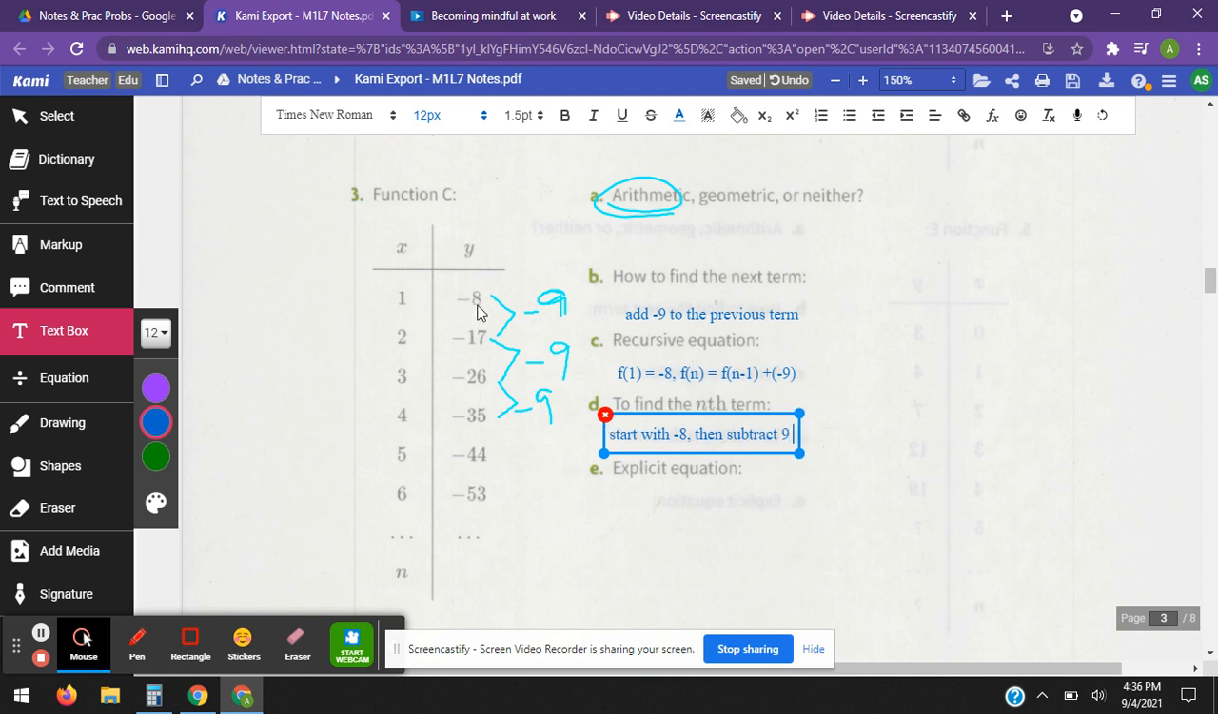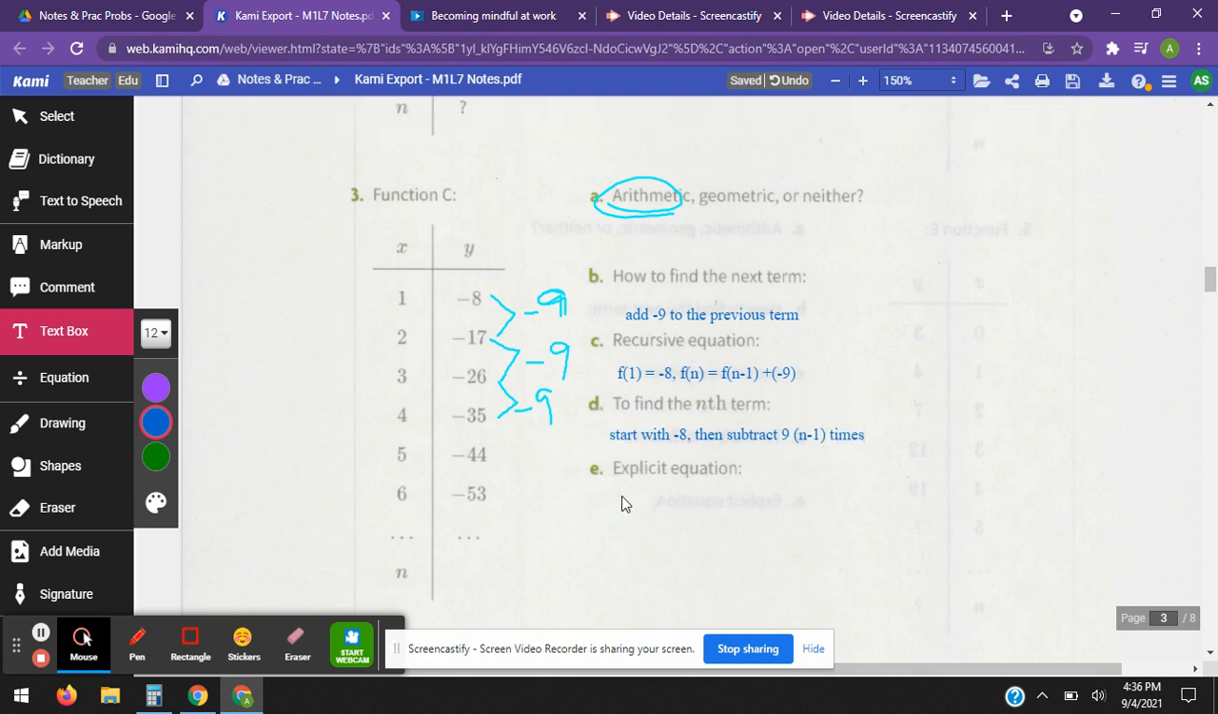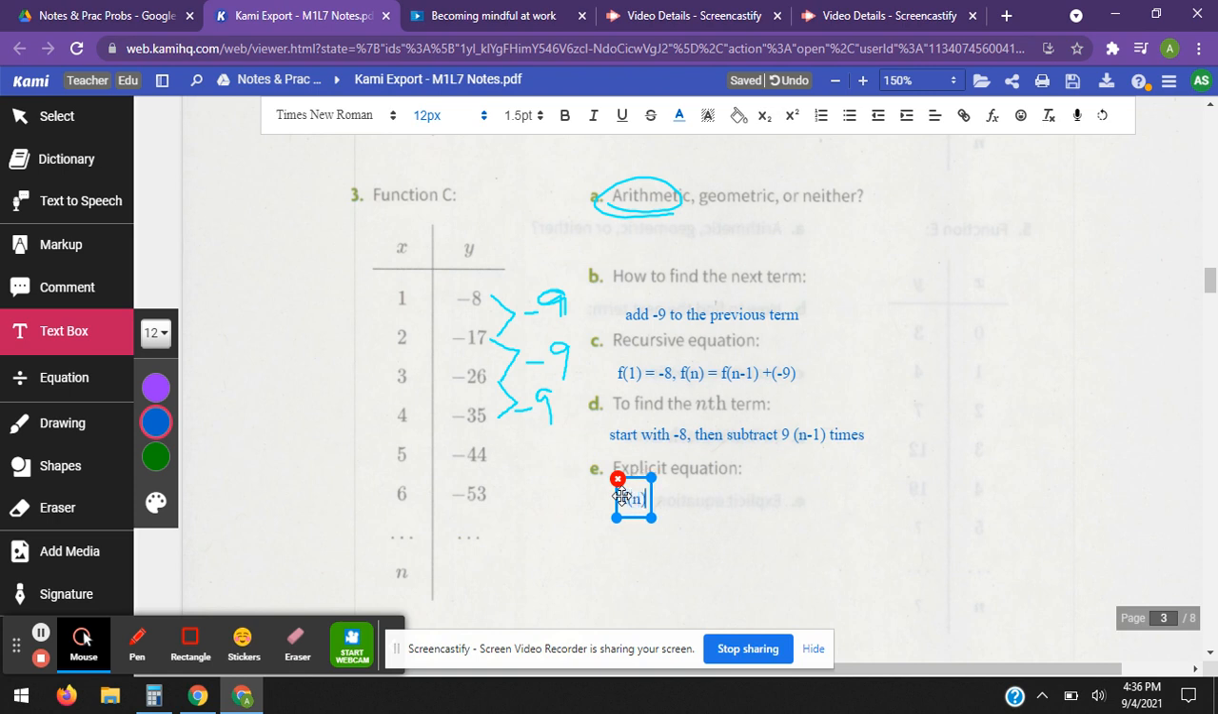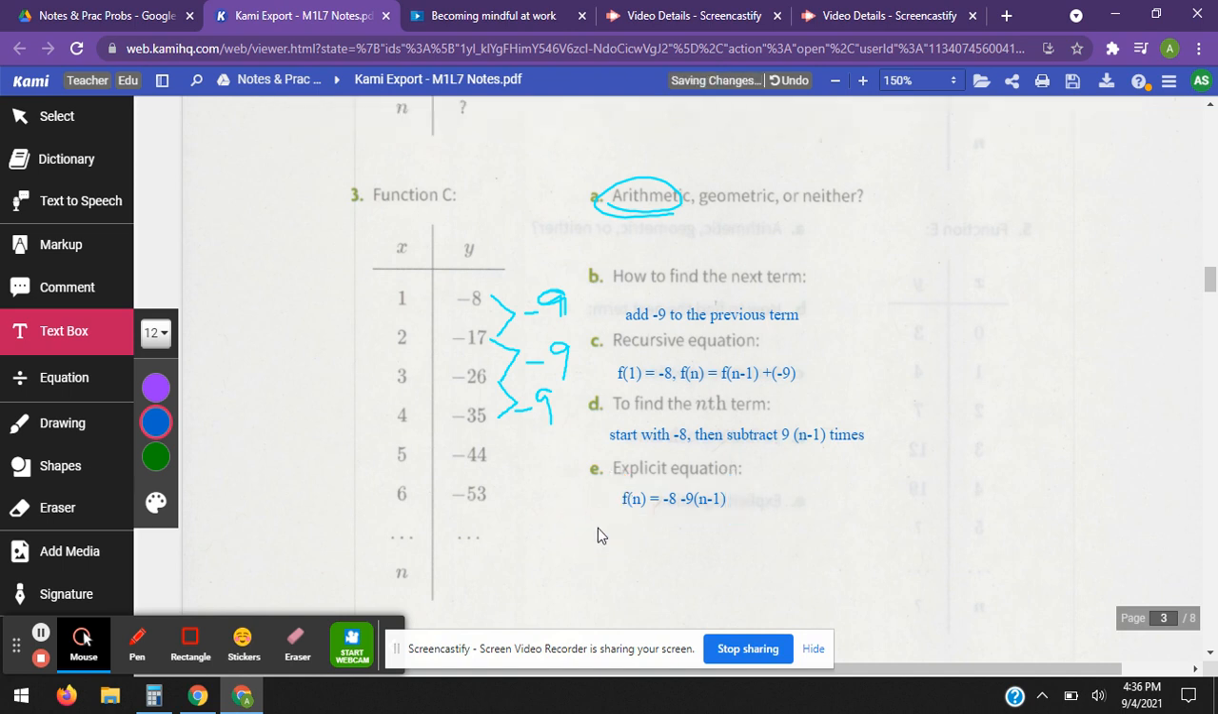Do I do it n times or n minus 1 times? Well, if I'm starting here, the second term only needs 1, so that's n minus 1 times. So that means the explicit function is f of n equals, I'm going to start with a negative 8, then I'm going to minus 9 times n minus 1. Okay. Good. Works out.